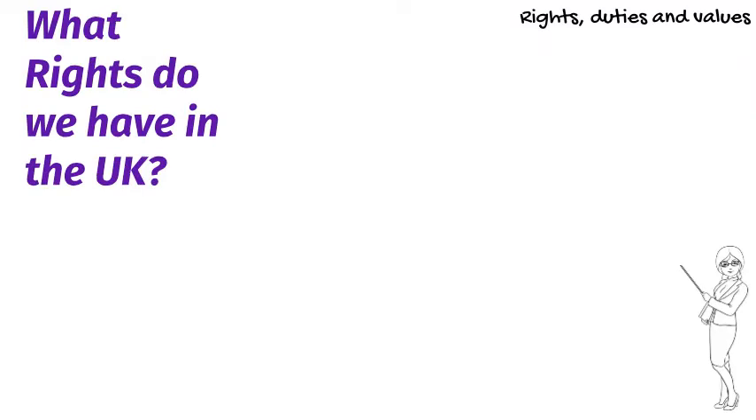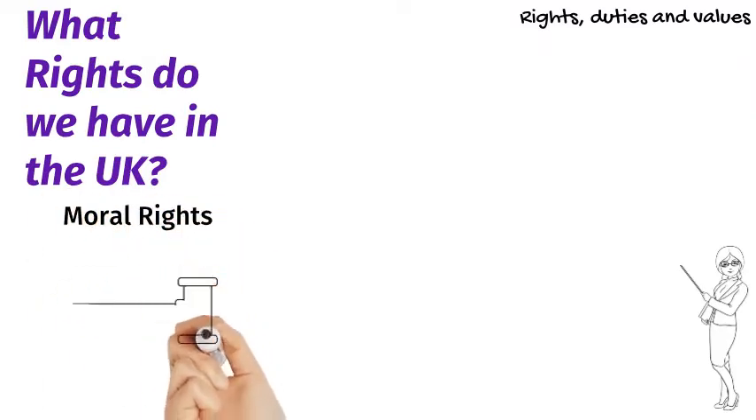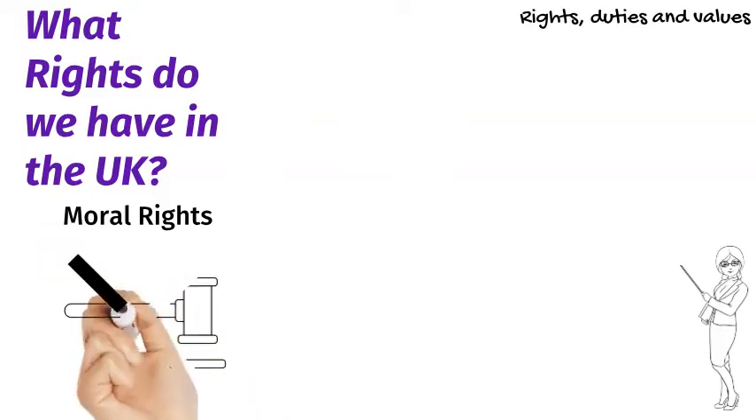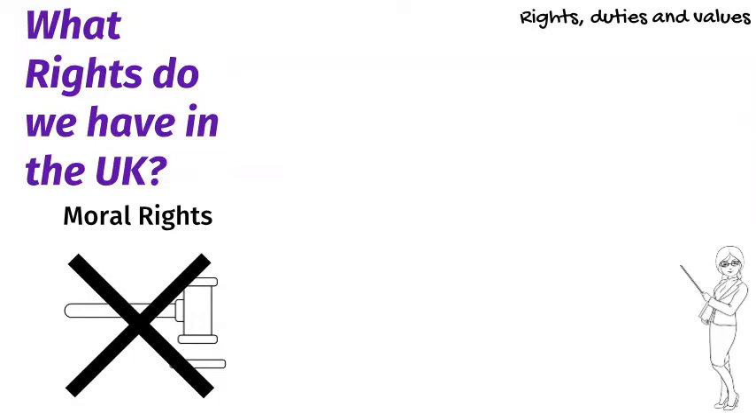There are different types of rights. The first that we're going to discuss are moral rights. Moral rights are not laws or things that are punishable through the court process. These are agreed standards of behaviour. So examples of these might be helping people who are in danger or in need, or not telling lies.